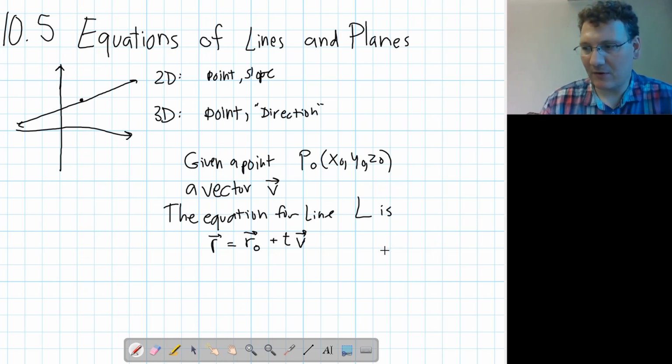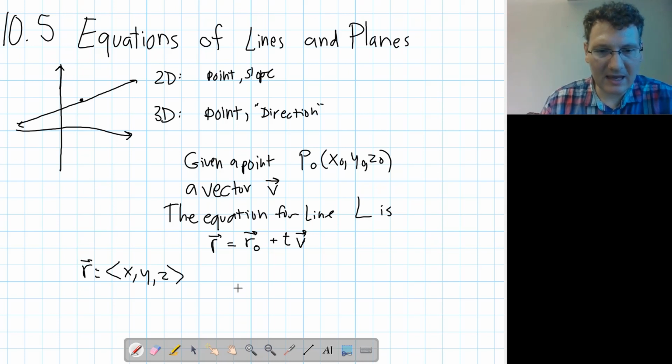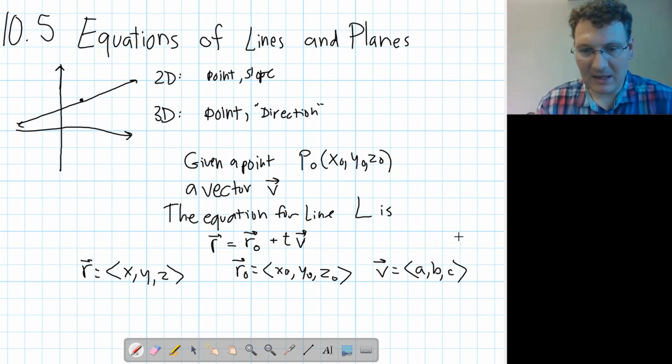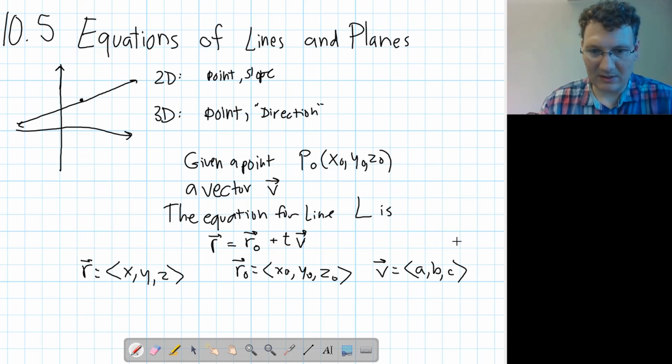Now for r, remember r is the vector with coordinates x, y, z. So any point on the line will have coordinates x, y, z, which will be encoded into this vector r. We're thinking of the positional vector of the point x, y, z. And r0, the vector r0, would have the components x0, y0, z0. And then the vector v could be any directional vector. a, b, and c are its three components.